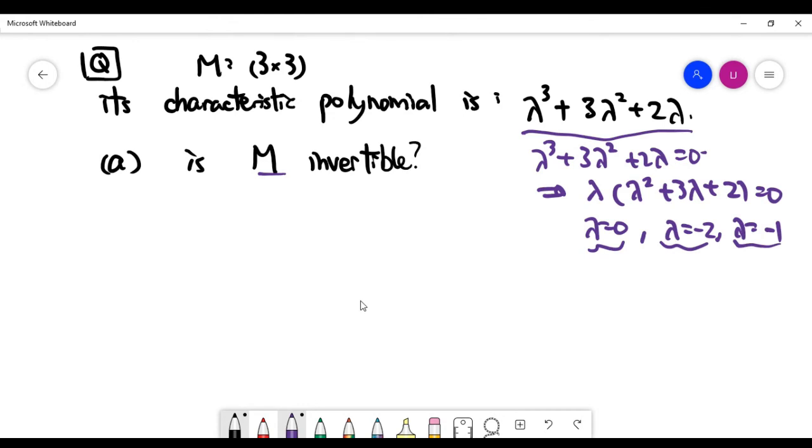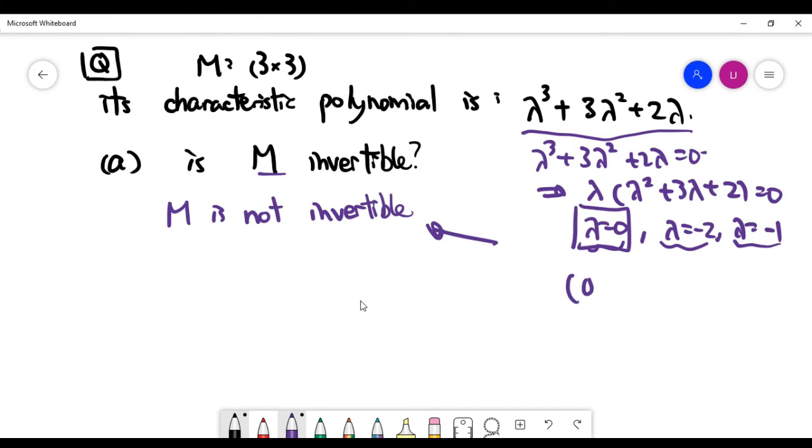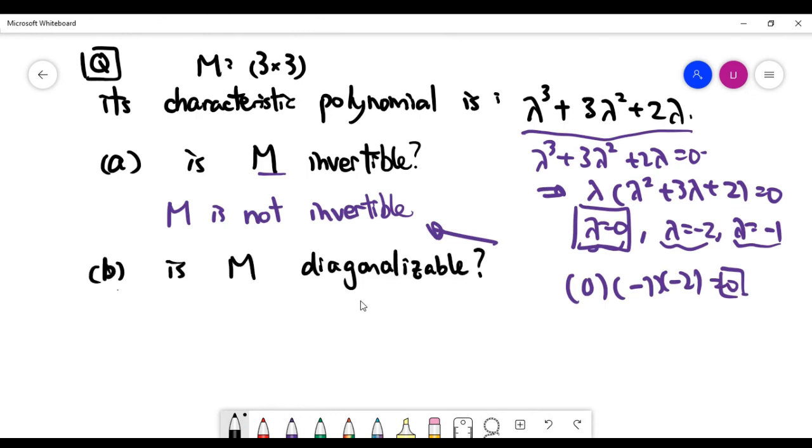Because one of the eigenvalues is 0, and based on what we have said in the last page, we understand that M is not invertible, because when you multiply all the eigenvalues together, it's going to be 0, right? And let's look at the next problem, B. So problem B is different.